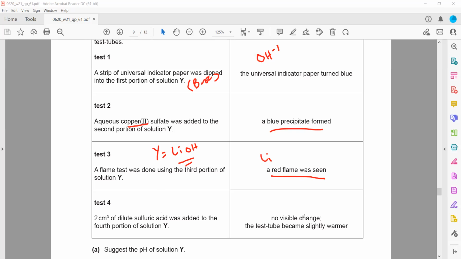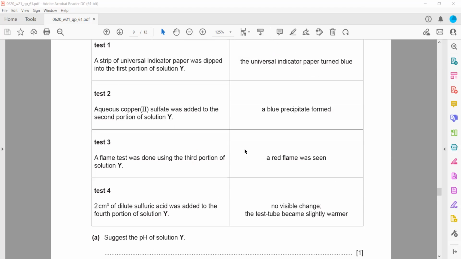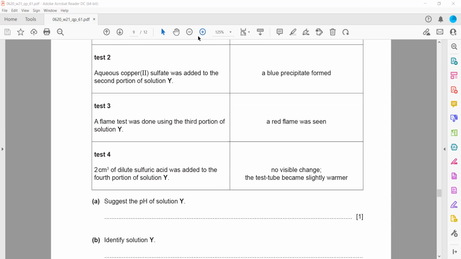Then test 4: sulfuric acid was added to the fourth portion. No visible change is there, and the test tube becomes slightly warm, because when an acid reacts with an alkali, the reaction is exothermic. Neutralization is exothermic, that's why the test tube becomes warmer. Suggest the pH of solution Y. As it is an alkaline solution, you can mention any pH above 7. The range normally given is from 11 to 14, so you can write 11, 12, 13 or 14.